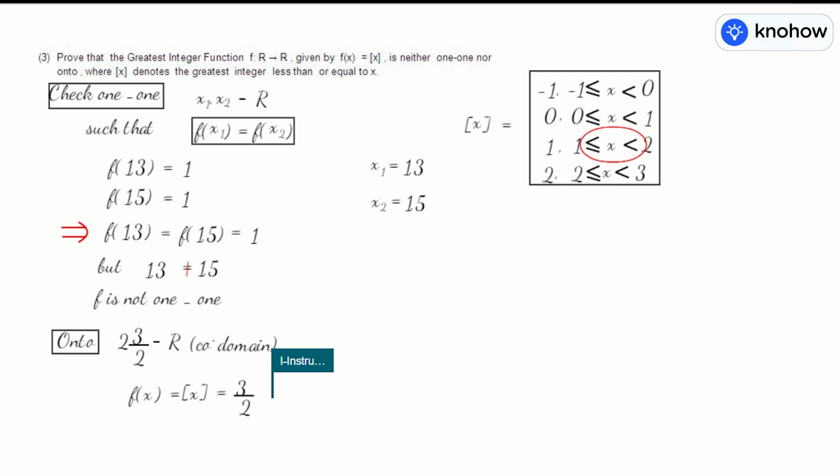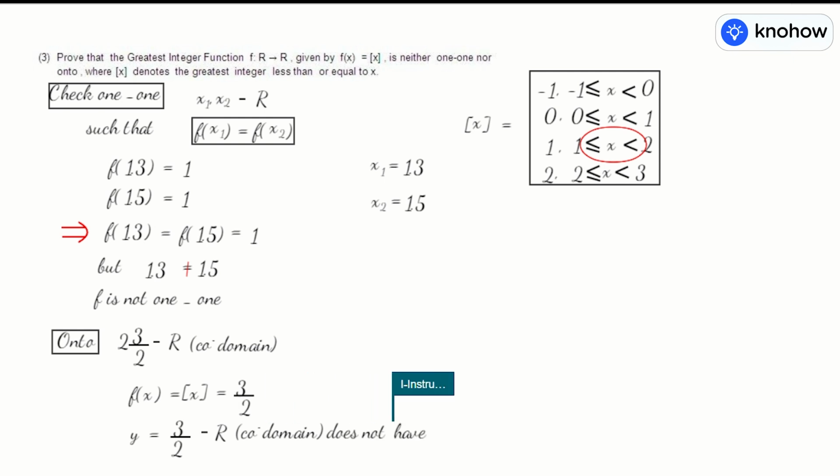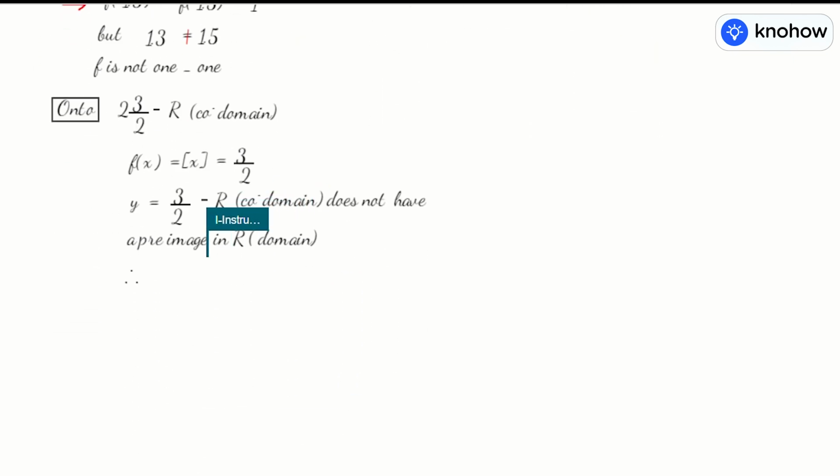So we conclude that y equal to 3 by 2, which is a real number in the codomain, does not have a pre-image in the set of real numbers, that is the domain, and hence the given function f is not onto. So it is neither one-one nor onto.